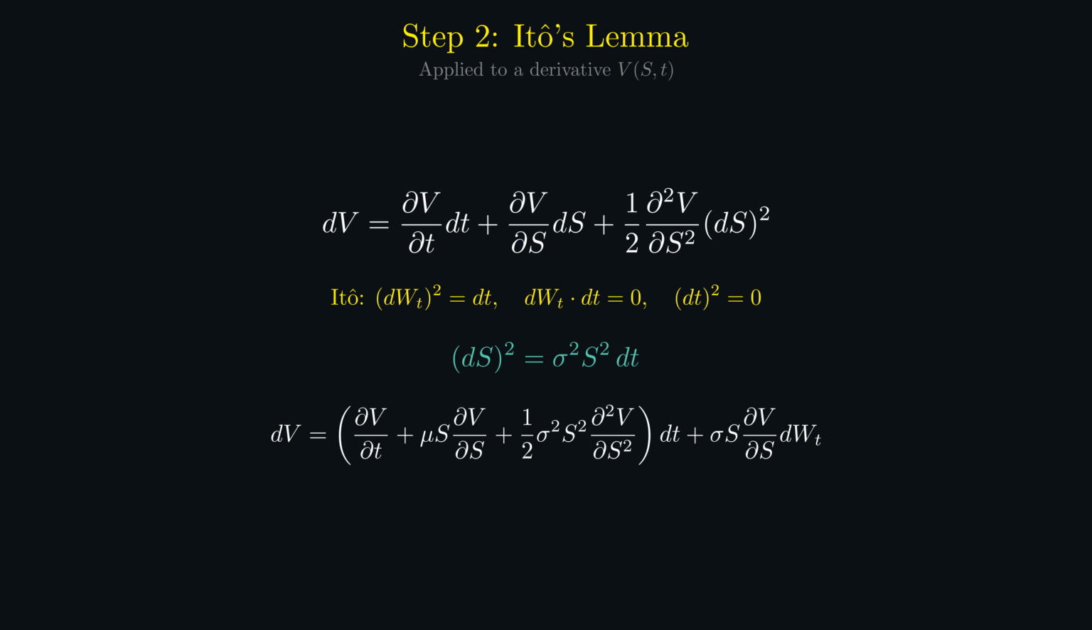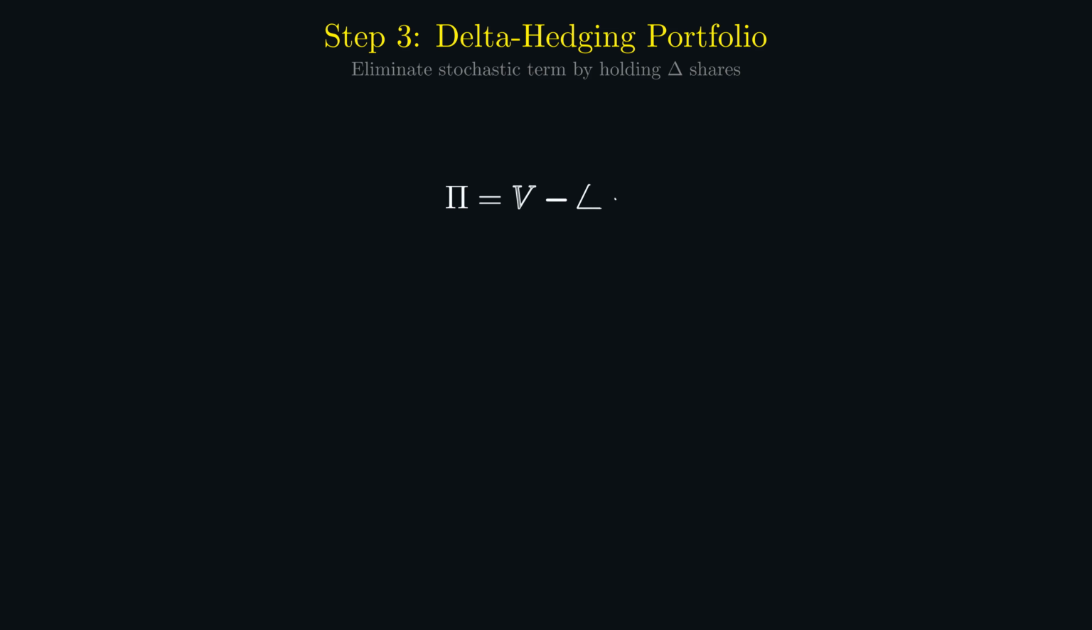Now, Ito calculus gives us three rules for simplifying stochastic differentials. These collapse (dS)^2 down to sigma squared S squared dt. Substituting back, we get the complete stochastic differential for V, a deterministic part and a stochastic part.